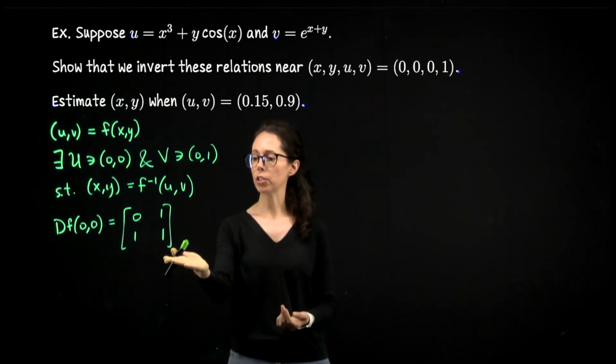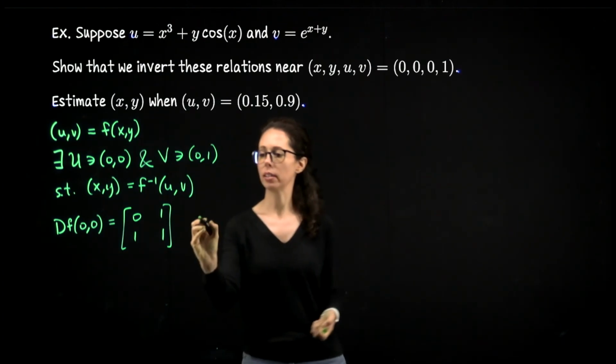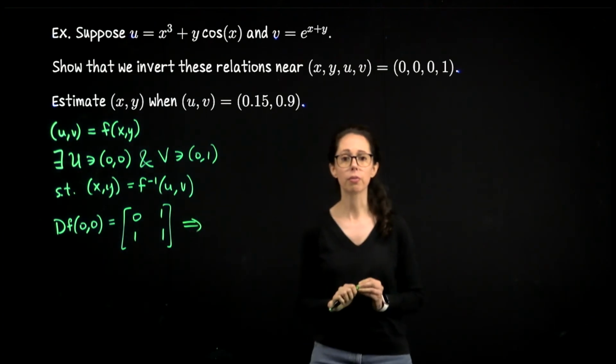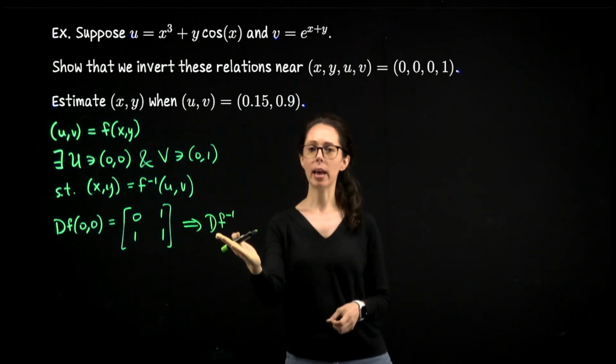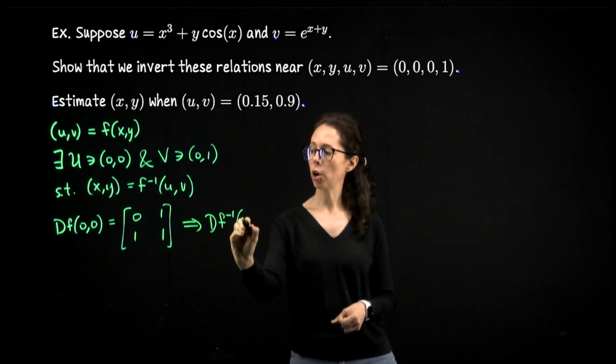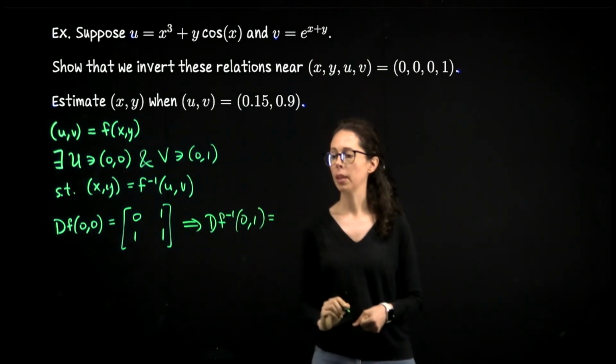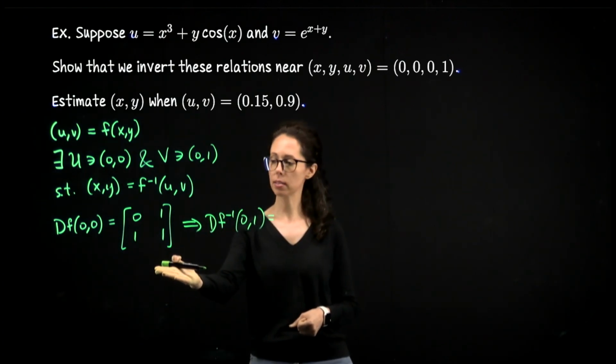Here is that Jacobian matrix that we computed. I wanted to mention, if you haven't seen it in a while, that there's a very fast way to invert a 2 by 2 matrix. I can tell you, without knowing what f inverse is, that its Jacobian matrix at the point (0, 1) is going to be the inverse of this matrix.